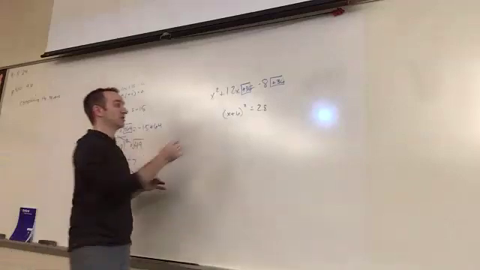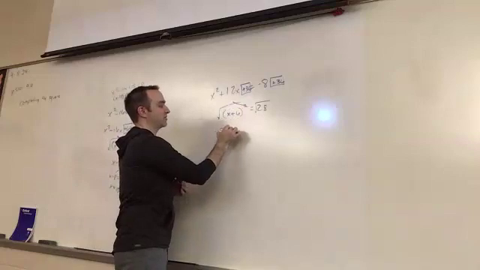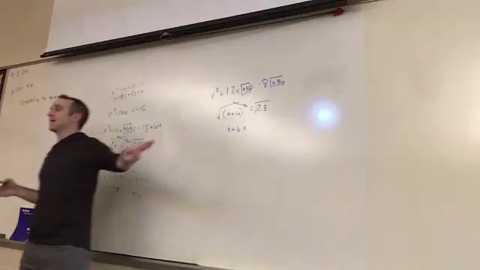Okay. So we're still going to take the square root of both sides. Still doing that. So the left side is going to be x plus 6, but the right side, that's not a perfect square.